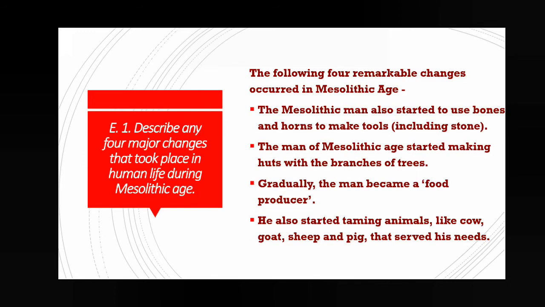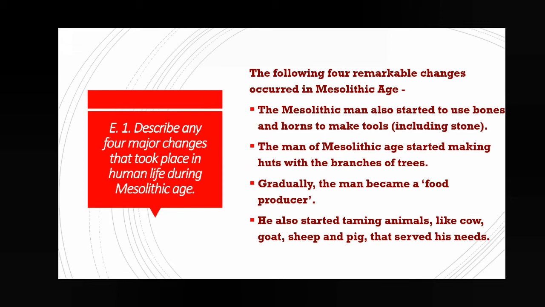Next, E1: describe any 4 major changes that took place in human life during the Mesolithic age. That means in the middle Stone Age, what types of incidents happened, what good changes occurred. This we have to find out here. You have to write down only 4 points, because in the class notes I have provided so many points. I have chosen these 4 points which are the more important, significant changes.